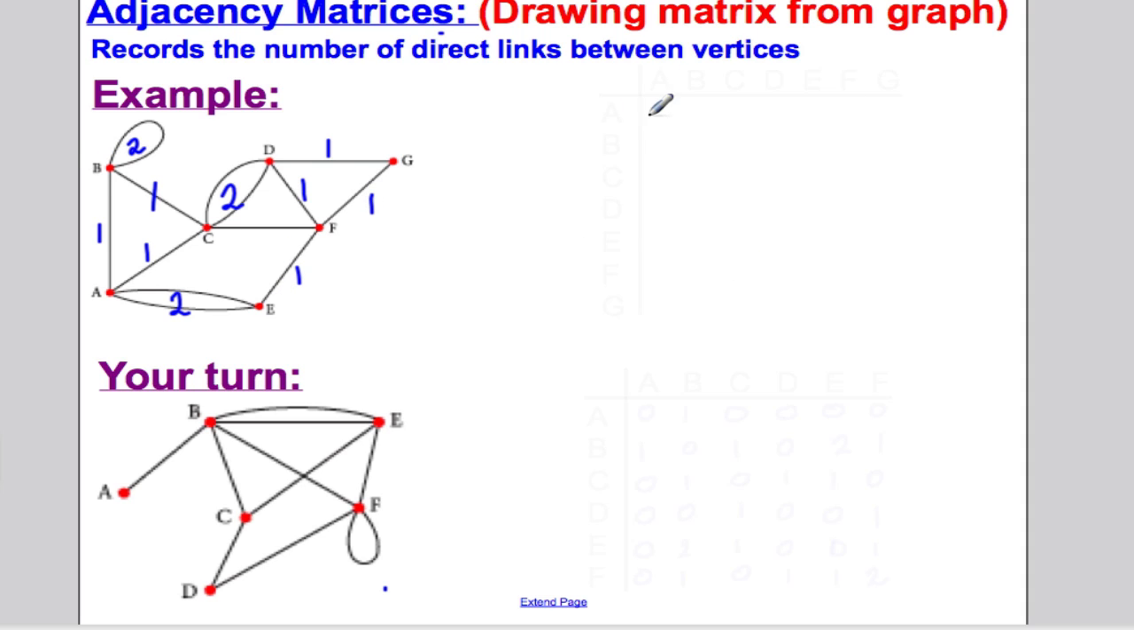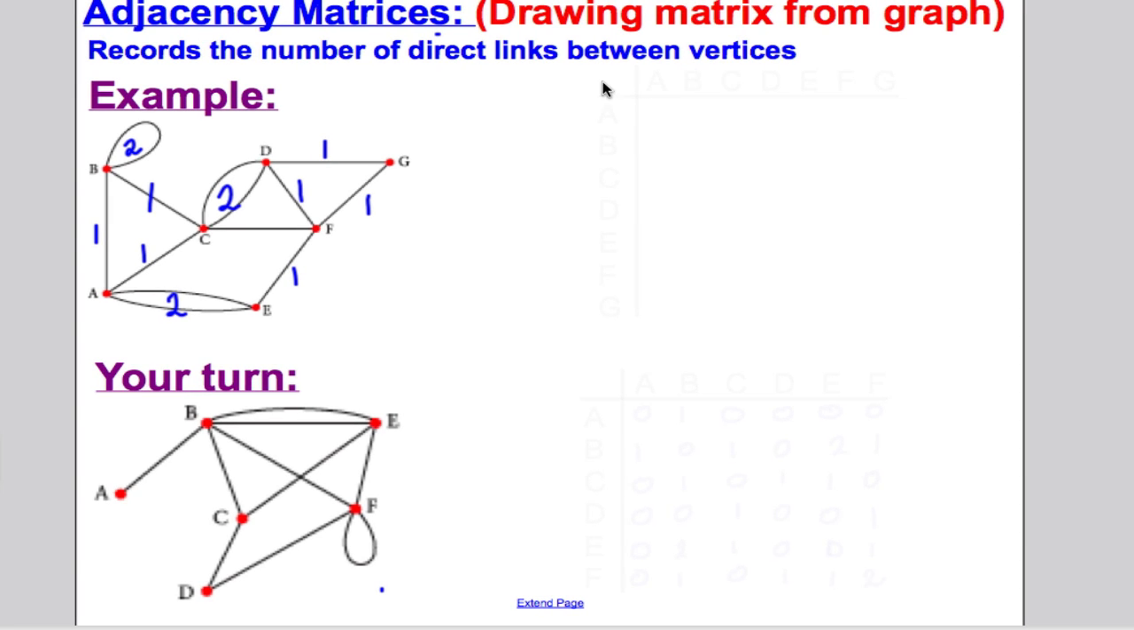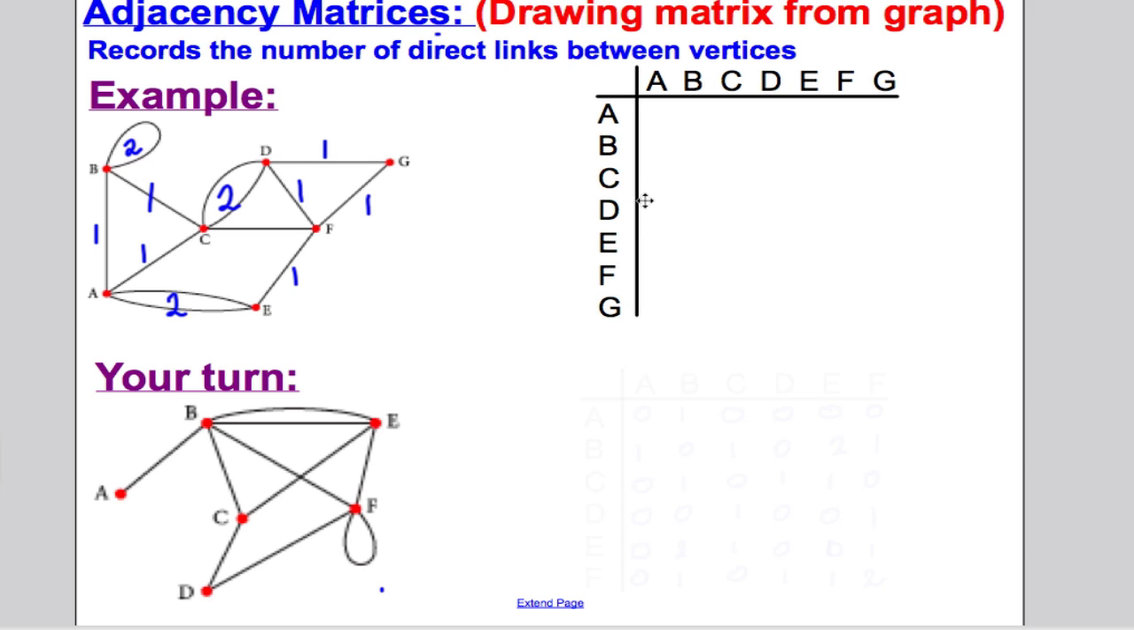So we want to record this in a table or a matrix, as we call it, an adjacency matrix. First thing to do is list your vertices across as the headings of the columns and list your vertices down as the headings of the rows. And then we're simply going to fill in this table recording the links between each of these.